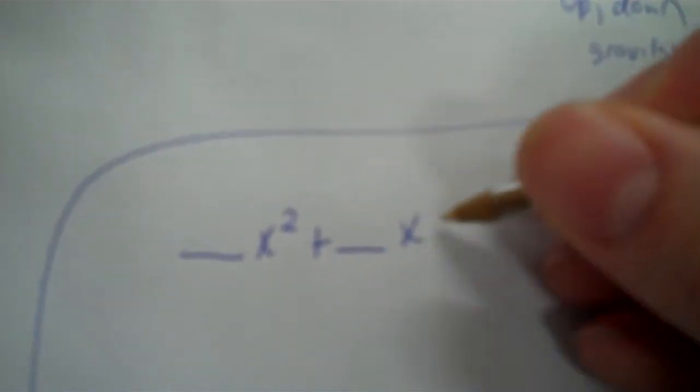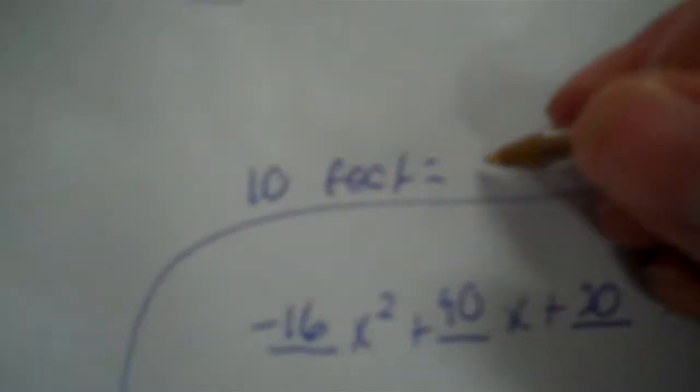Okay, so you're going to map out your box. So you go x to the second, x, constant equals y. Okay, so negative 16 goes into the gravity, the x second. The 90 goes in for the x. Now 20 feet, that's your constant, so you put 20 in for that. And then this 10 feet, check your first box, it says feet equals y, so 10 is going in for y. Okay, so write that out so it looks cleaner.